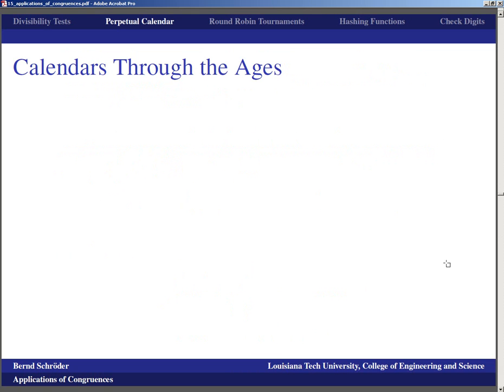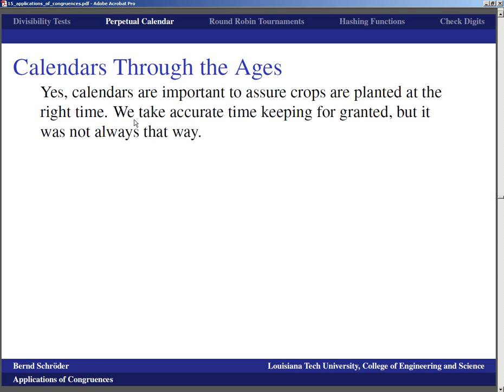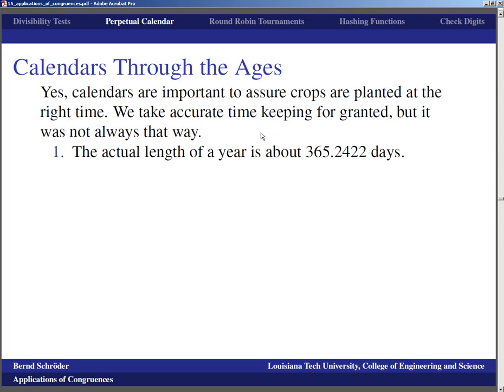Alright, so next thing is the perpetual calendar, and well, that ultimately turns into a vaudeville act, even though the history behind it is quite interesting. Because calendars are important to assure, for example, in agriculture, that crops are planted at the right time. Now, we take accurate timekeeping, especially timekeeping in terms of days, for granted, but it certainly was not always that way. And so here's the problem.